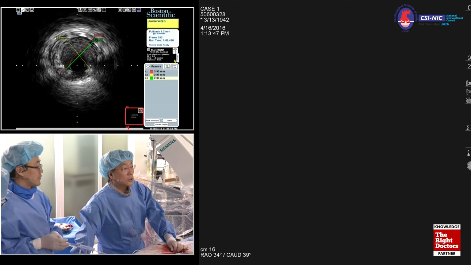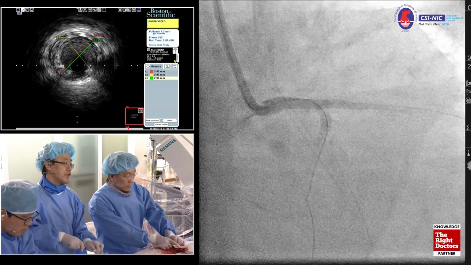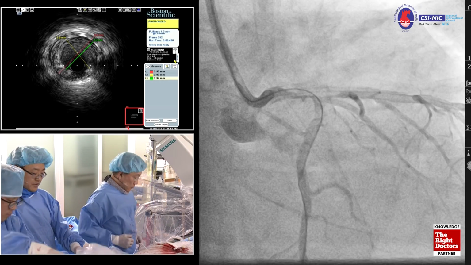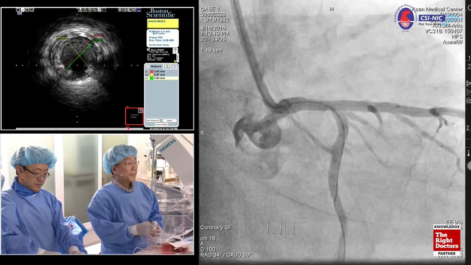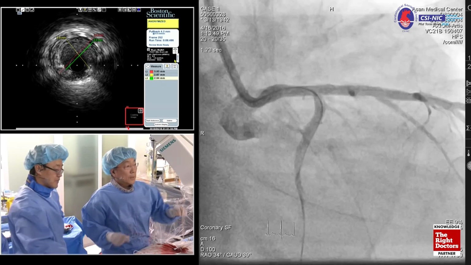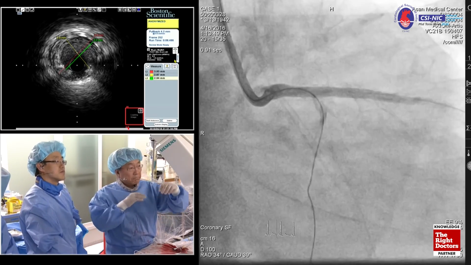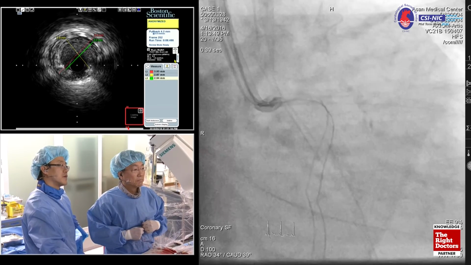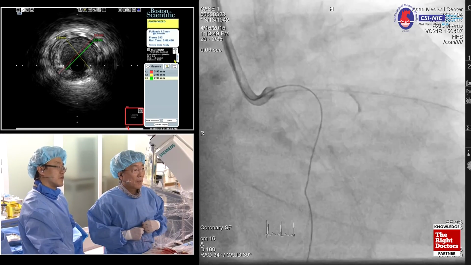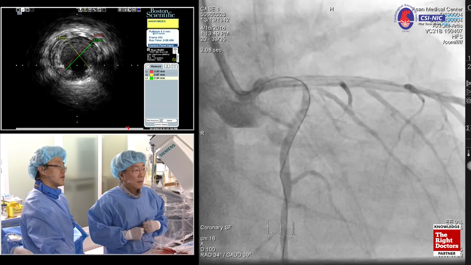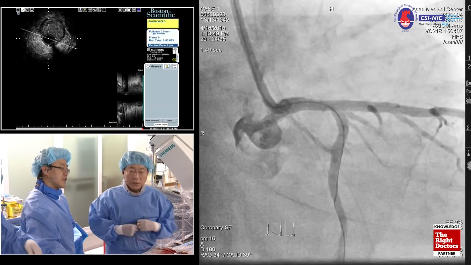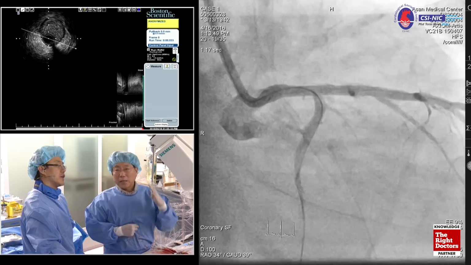Okay, ready? Sure. Okay, what do you think? Well, the LAD looks great, so maybe I'm wondering whether you just don't want to put more metal in the LAD and just use a drug-eluting balloon in the LAD and stent the circumflex. Yes, exactly.